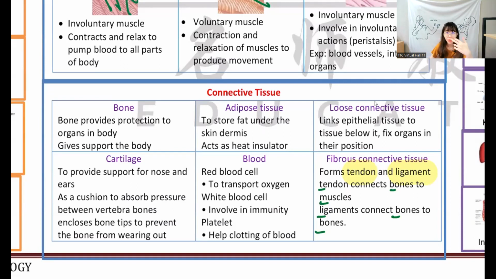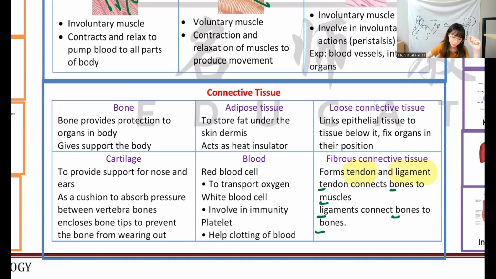So if it's a fake one, they put a filler onto the nose, so they can make a higher nose bridge over here. If it's a cartilage, between our bones, it is cartilage or fibrous connective tissue. If it's between our bones, it will be cartilage.